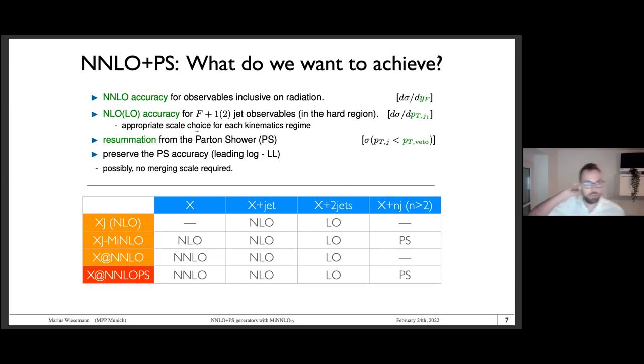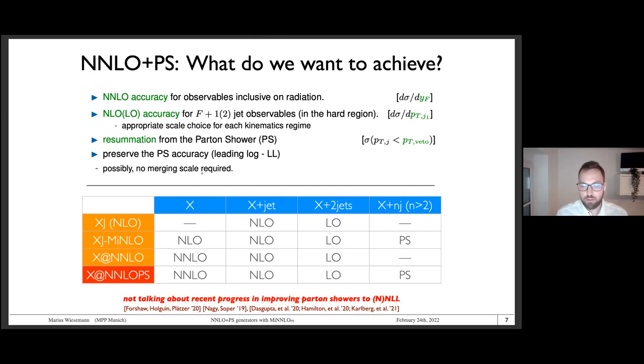Now, when I talk about next-to-leading order plus parton shower, what do I really mean? If I have a core process, I want to be next-to-leading order accurate if I integrate over all extra radiation. If I have an observable with 1 or 2 extra jets, I become less accurate, leading order accurate. And what I want to keep is the resummation that the parton shower performs for you. So this would be a consistent next-to-leading order plus parton shower matching, where you preserve the logarithmic accuracy, and ideally you do not introduce an additional merging scale, an unphysical scale, which you might require to separate different event multiplicities.